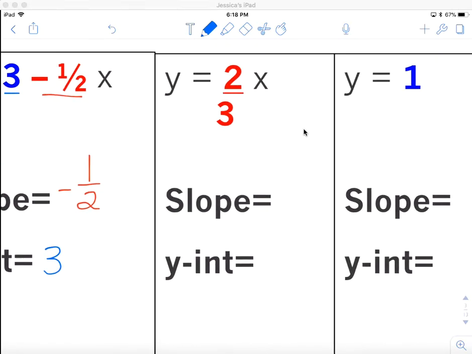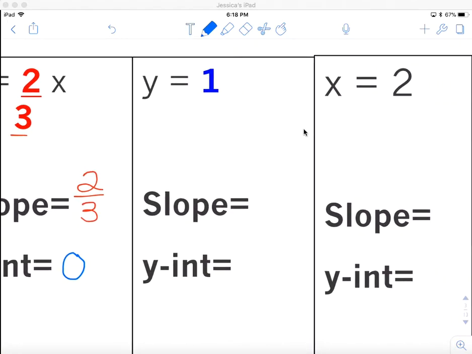On the next example, I have y equals 2/3 x. So the number in front of x is my slope, that's my m. On this one, it's 2/3. Since I have nothing written extra, nothing being added or subtracted, that is the same thing as adding 0 to my x. So if there's nothing written, that means you're going to start at the origin. In other words, your y-intercept is 0.